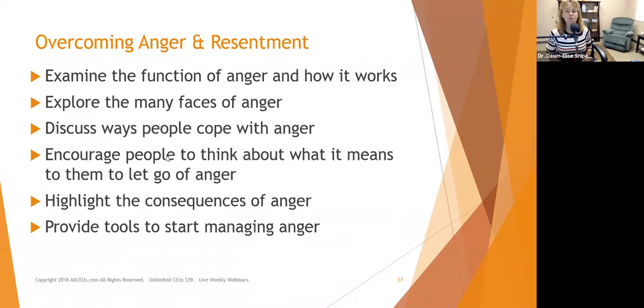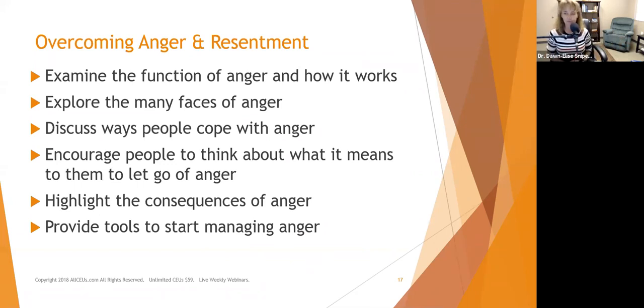Overcoming anger and resentment. We talk about the function of anger and how it works, the many faces of anger. You have envy, you have jealousy, you have anger, you have rage, you have irritation, you have resentment. There are lots of different synonyms for the different shades of anger. Discuss ways people can cope with anger, and this is a fun group activity. Encourage people to think about what it means to them to let go of anger. What does it mean to just decide not to be angry? You get angry and you decide, this is not worth my energy, so I'm not going to invest any more energy in it.